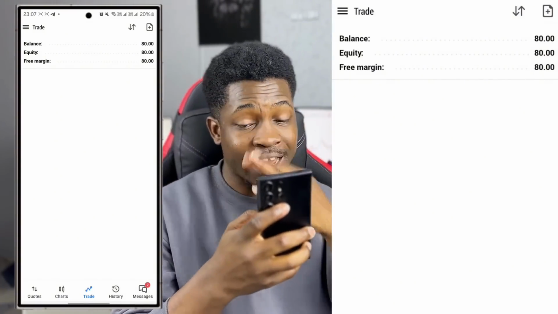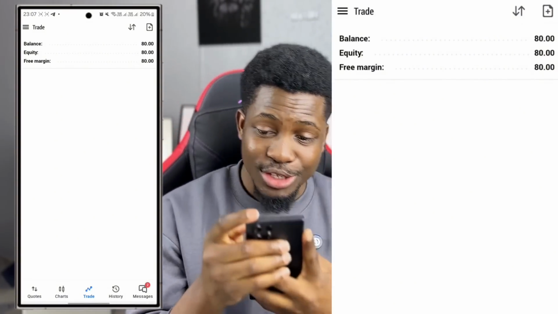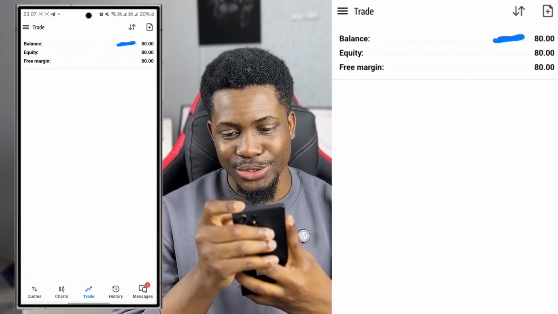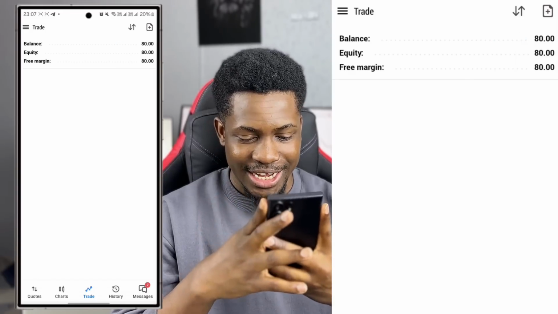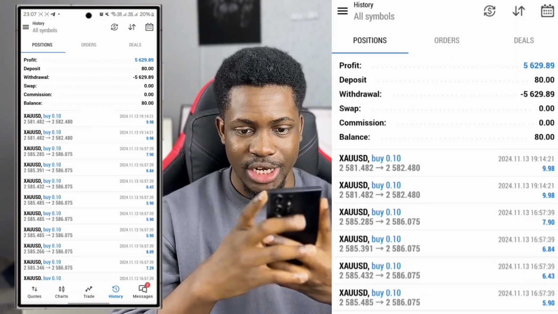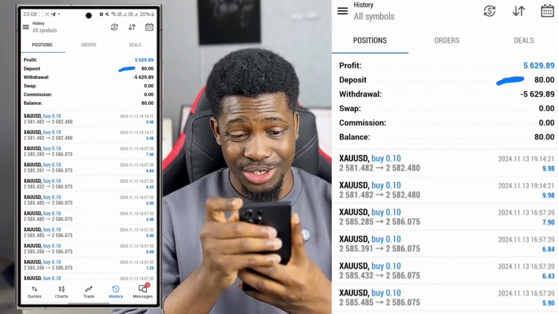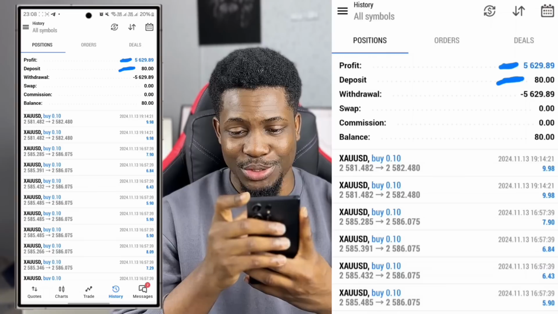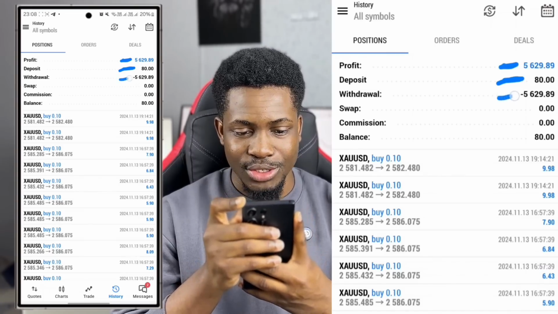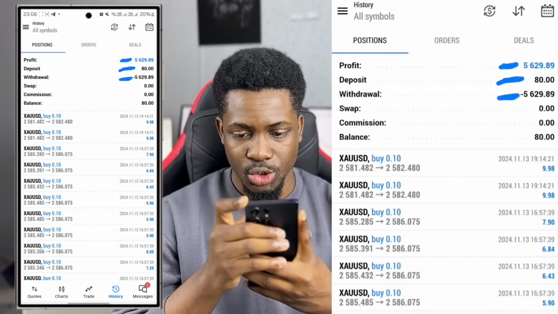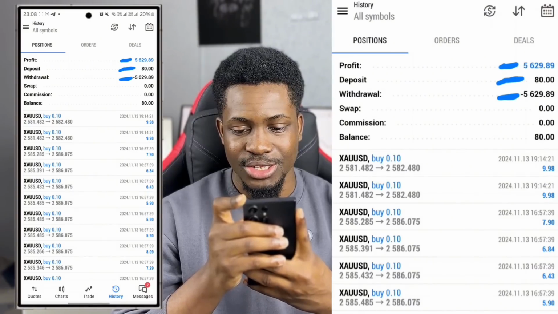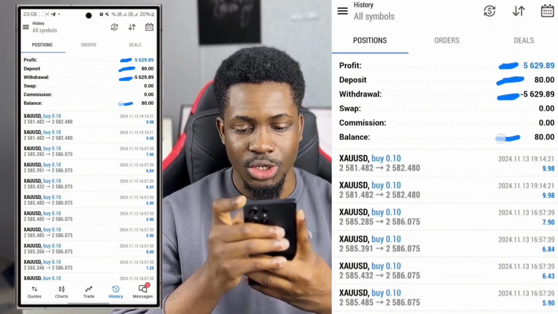All right, guys, so this is exactly what we're having now. We're just having our $80 back now, after cashing out all our profits. And then if we try going through our history now, you can literally see that's our deposit of $80, right? And then that's actually the profit which we just cashed out. And of course, that's actually our withdrawal. That's the amount we just withdrew, and then we are back to our balance of $80 smoothly, just like that.